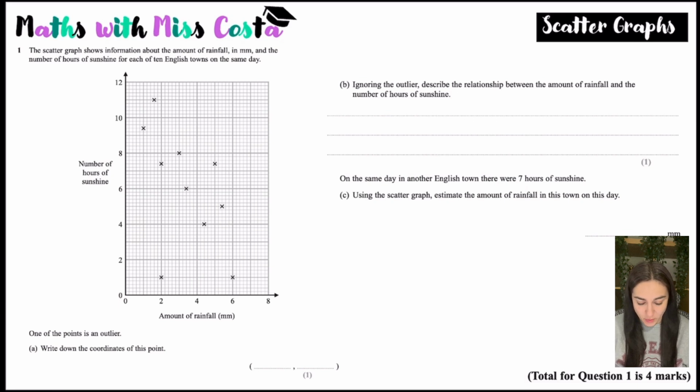In this question I have been given a scatter graph and I'm asked to find the coordinates of the outlier. An outlier is literally just a piece of data that sits far away from the rest of the trend of the general data.